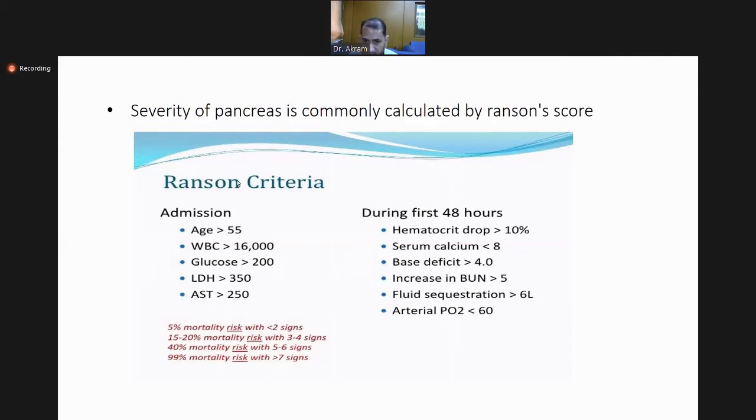And this is a commonly asked question from third year level. Ransom criteria क्या होता है? तो आप बताएंगे सर at the time of the 48 hour, there are the five numbering such as the age, WBC, AST, glucose, and LDH. After 48, hematocrit more than 10%, serum calcium less than 8, and then base deficit. And all these you need to memorize and understand.